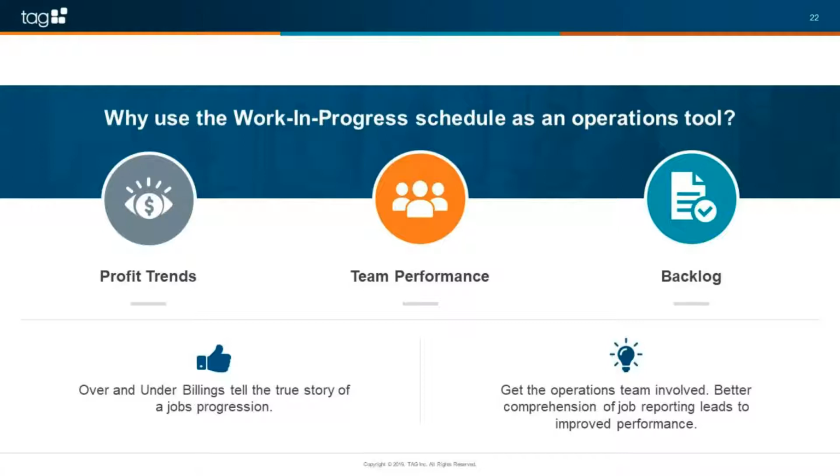And when you're going through your work in progress schedule, make sure you get your operations team involved. By them understanding the job cost reporting better, it leads to improved performance in the future from your operations team, because now they know what they're looking at, and now they can better understand and identify potential problems that they might need to address.